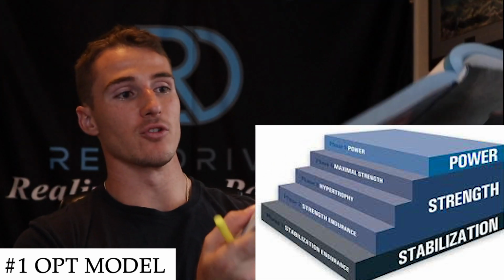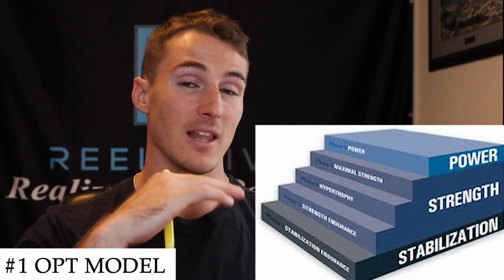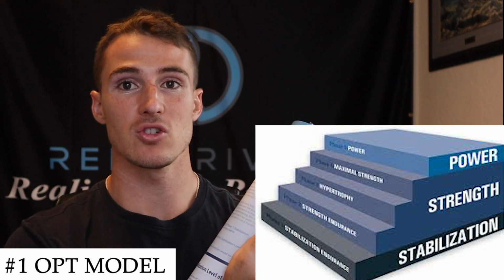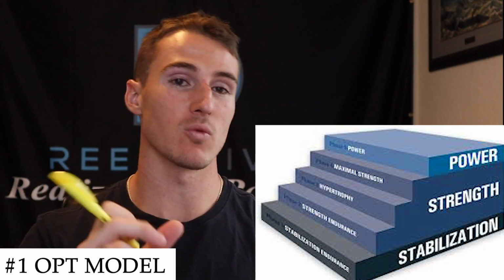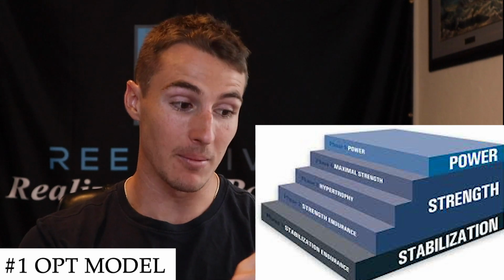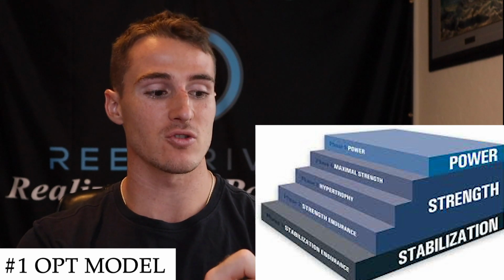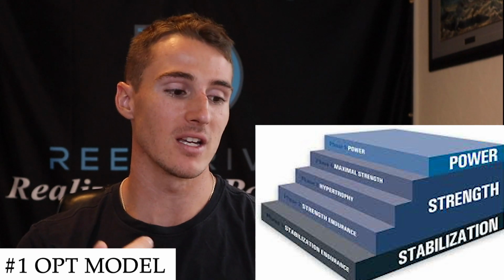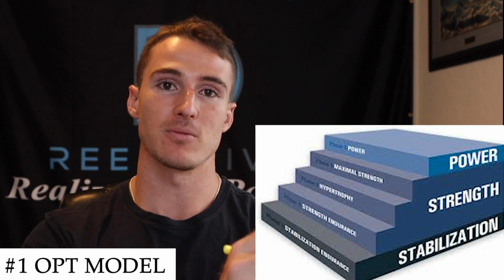Bam. So there's basically three main levels: stabilization, strength, and then power, and then under each one there's subcategories. So under stabilization, there's stabilization endurance. Under strength, there's strength endurance, hypertrophy, and maximal strength, and then power is power. You need to understand this because the majority of this exam ties back into this model exactly. So know that inside and out.